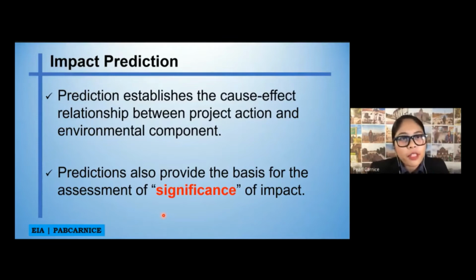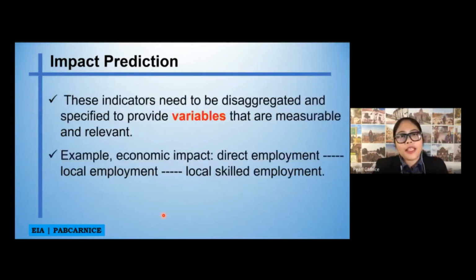At the same time, predictions also provide the basis for the assessment of significance of impact. Because as we discussed in the previous meetings, there are impacts that are not really significant. It could be, I should say, neglected because its impact is not that adverse or its impact is minimal. These indicators need to be disaggregated and specified to provide variables that are measurable and relevant.